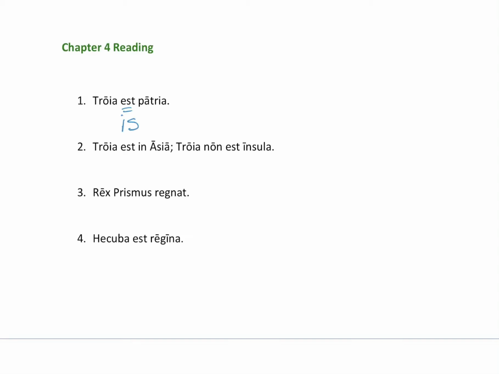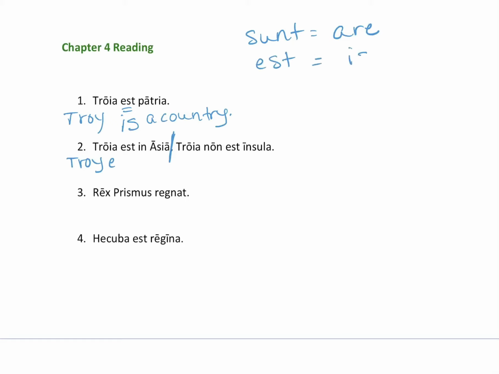Okay? So Troy is, now you know this word because you learned it, a country. Reading it like this is pretty easy. So now we've got Troy again, and we have the is. So we always come to a comma and then stop right here. We're going to do these two separately. Troy, and we have est. Est means is. Remember, sunt means are, and if there's no subject, it means they are. And est means is. If there's no separate nominative, then it's he, she, or it, depending on what you want.